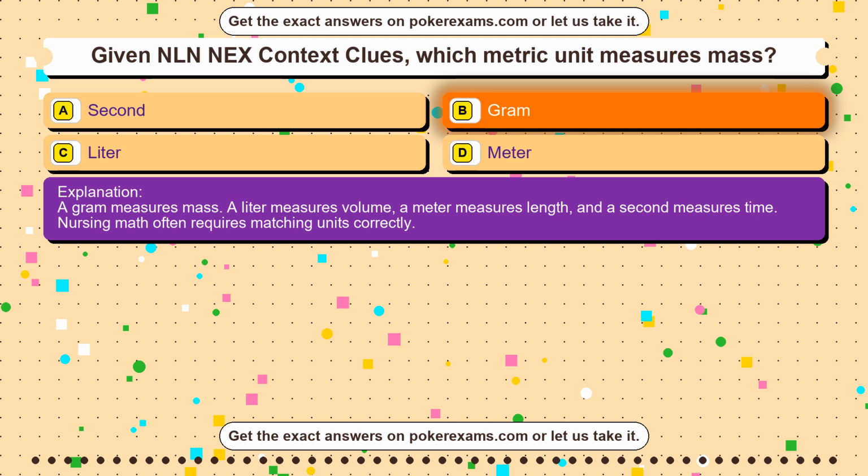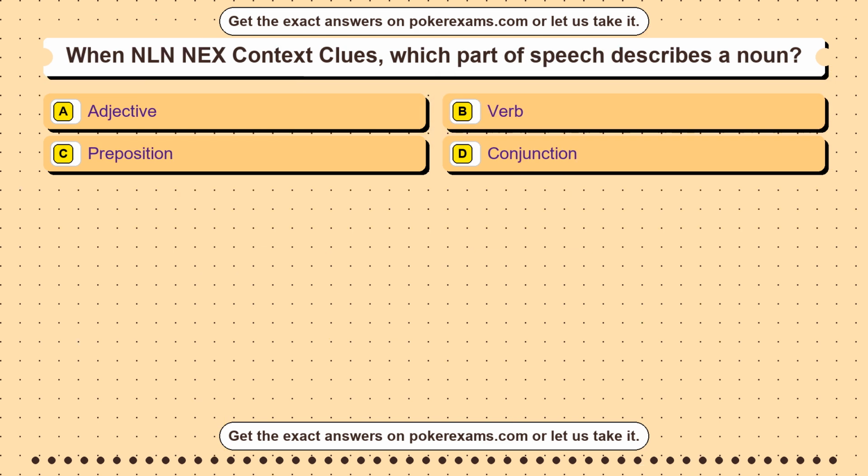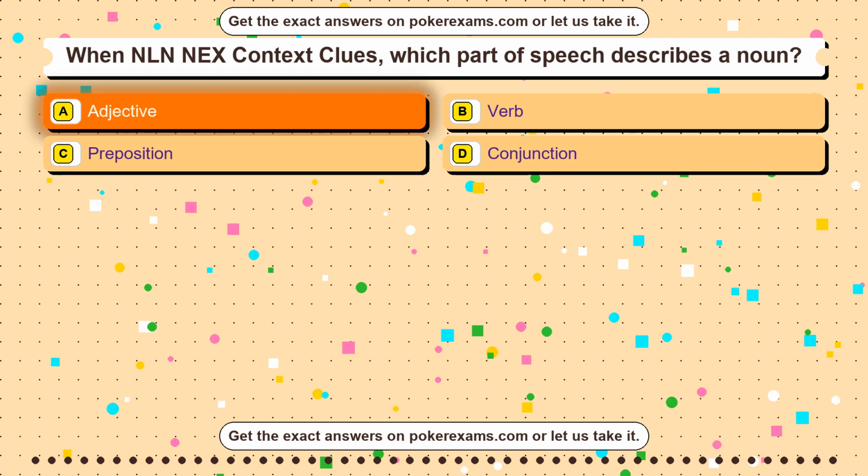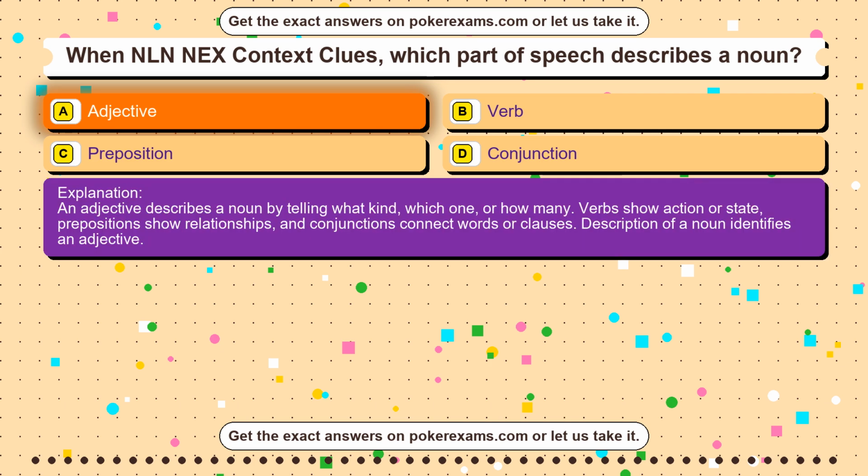Question 9. When NLN NEX Context Clues, which part of speech describes a noun? Option A, adjective. Option B, verb. Option C, preposition. Option D, conjunction. The correct answer is option A. Adjective. An adjective describes a noun by telling what kind, which one, or how many. Verbs show action or state, prepositions show relationships, and conjunctions connect words or clauses. Description of a noun identifies an adjective.